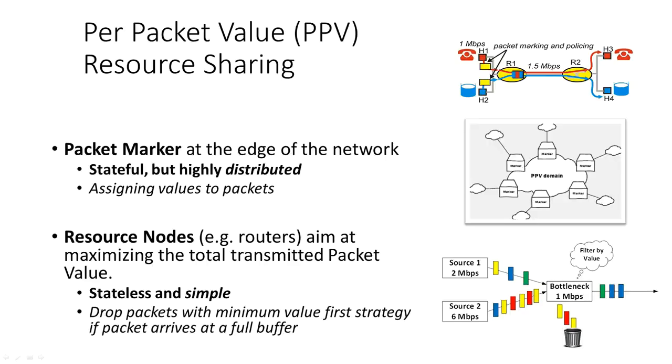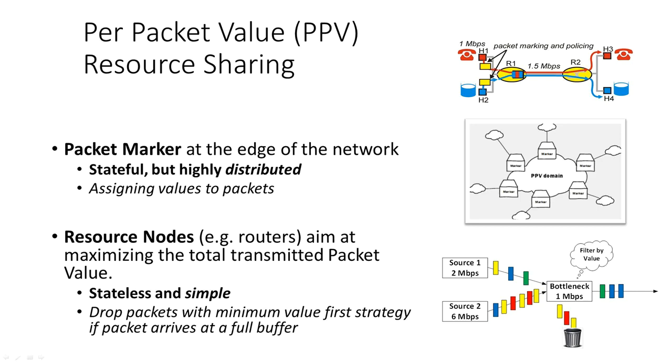In the per packet value concept, the resource sharing policies are implemented by a packet marking mechanism that assigns a packet value, actually a simple number, to each packet. The packet value expresses the importance of the given packet in the traffic mix. Packet marking can be done for the different traffic aggregates independently and thus can be implemented in a distributed way.